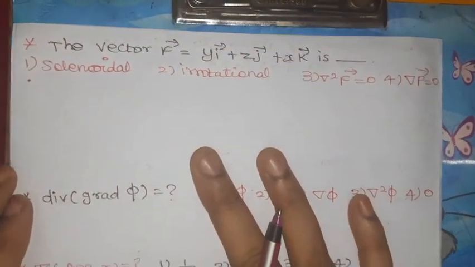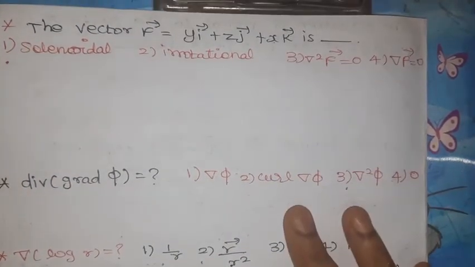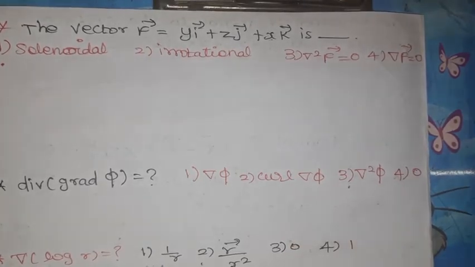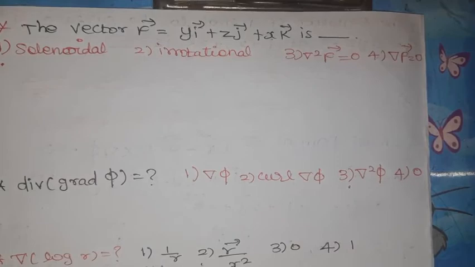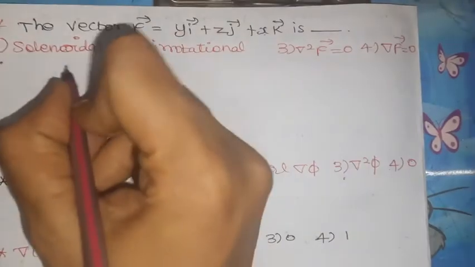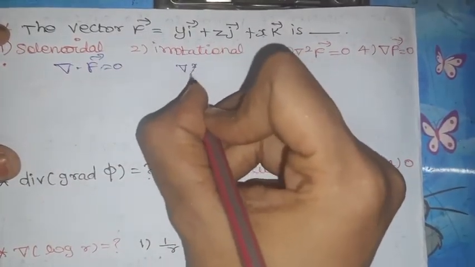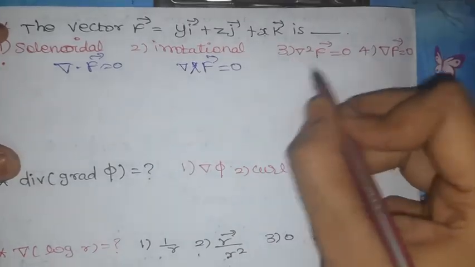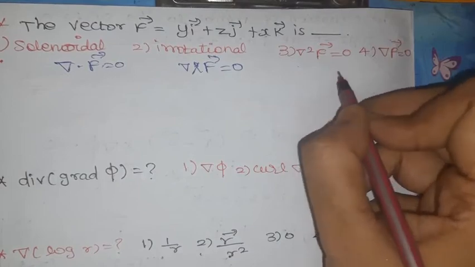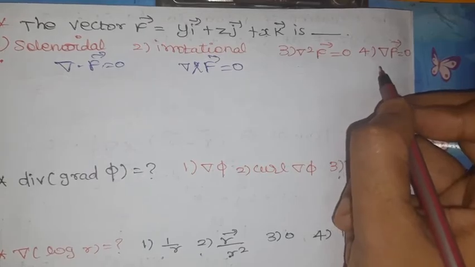The next one, sorry. The vector f: we need to find out whether it is solenoidal or irrotational, for del squared f equal to 0 or del f equal to 0. From the options we can find out. First we check solenoidal, which means del dot f should be equal to 0. Irrotational means del cross f should be 0. Then find del squared f, which is, as in the previous problem, dou squared f by dou x squared plus dou squared f by dou y squared, and that should be equal to 0. Then del f, just differentiate one time, equal to 0.